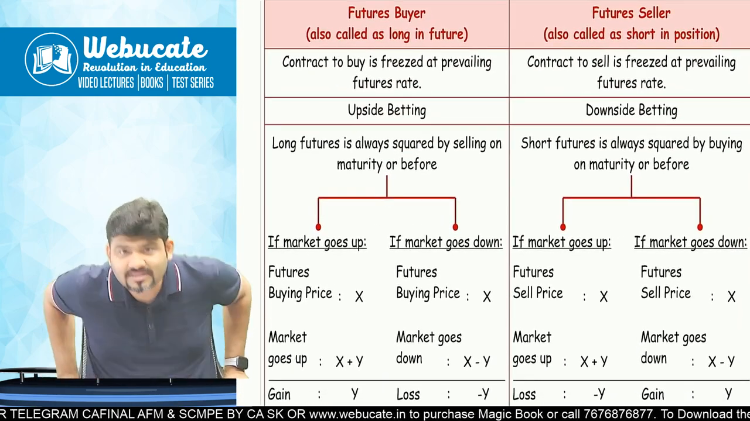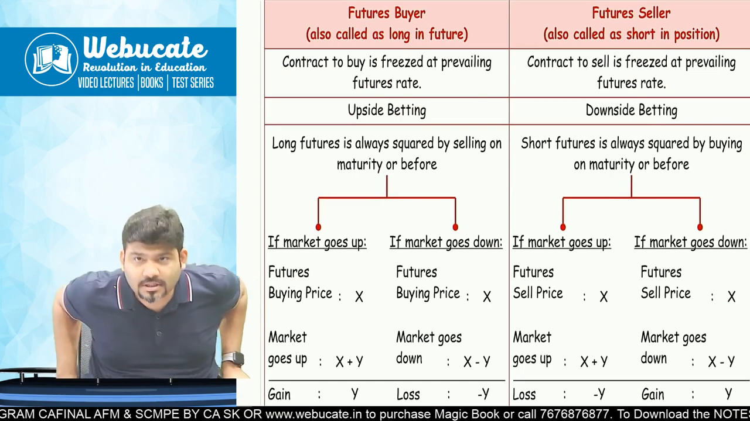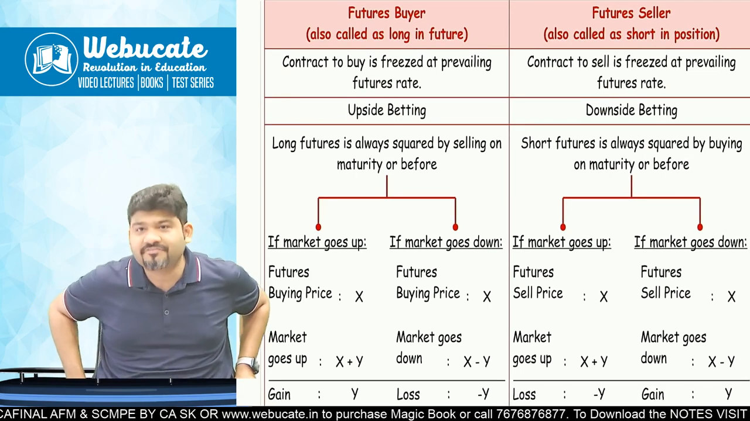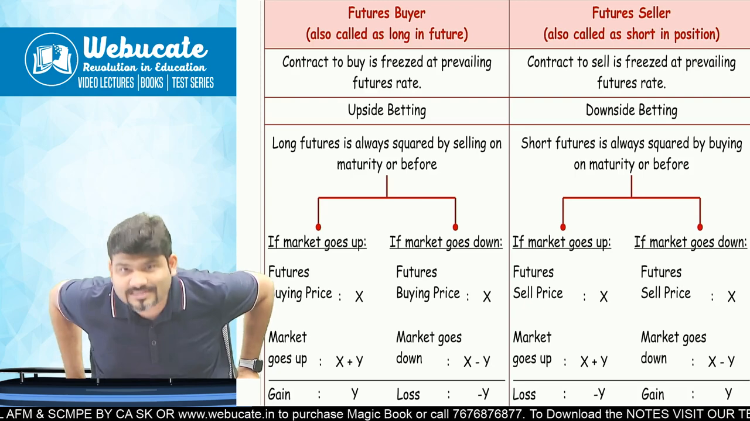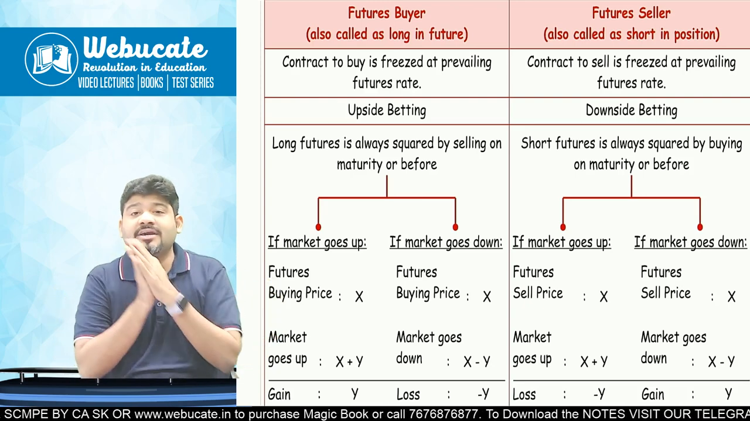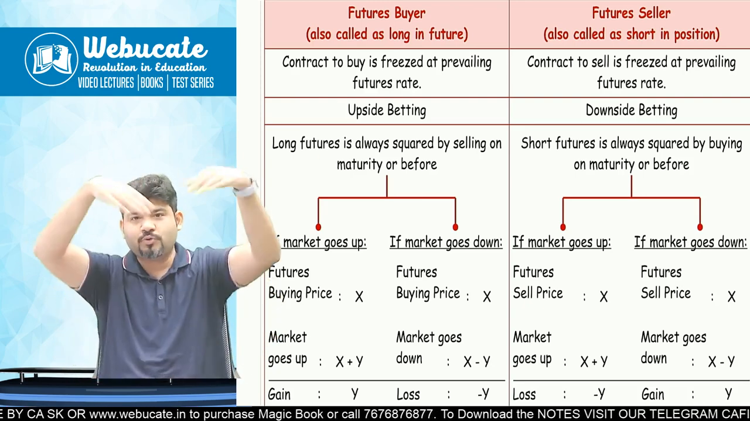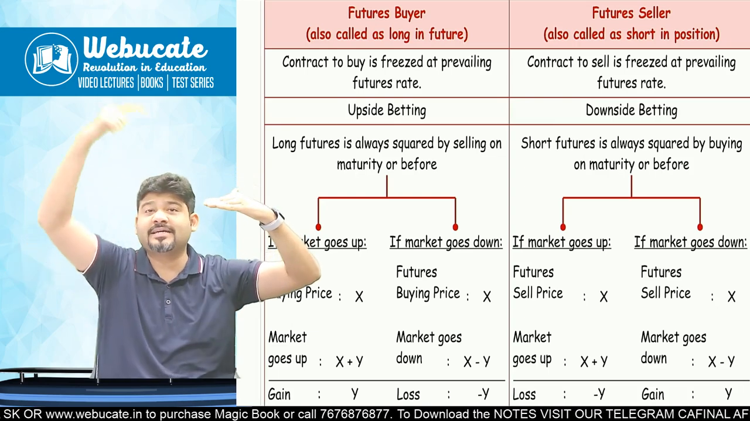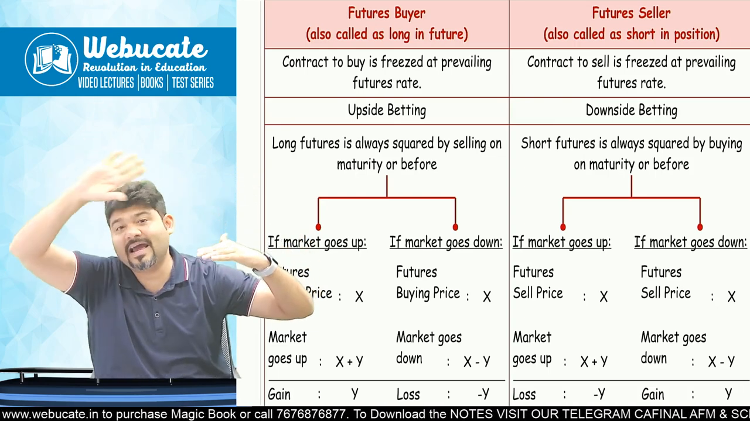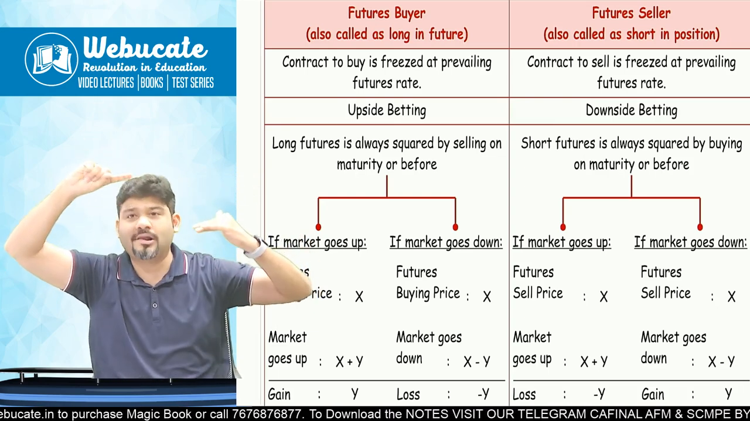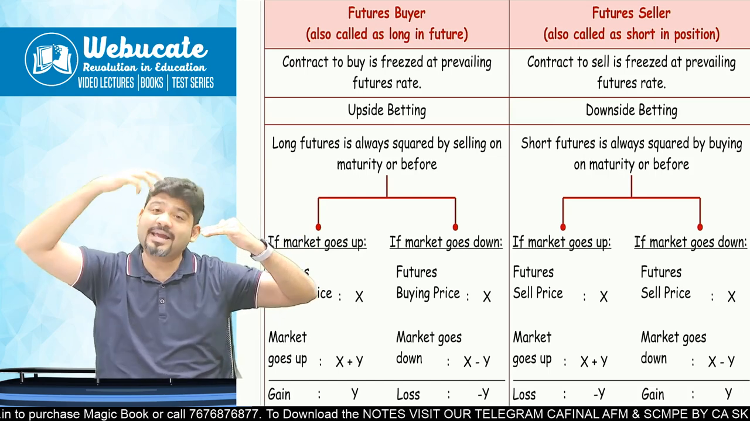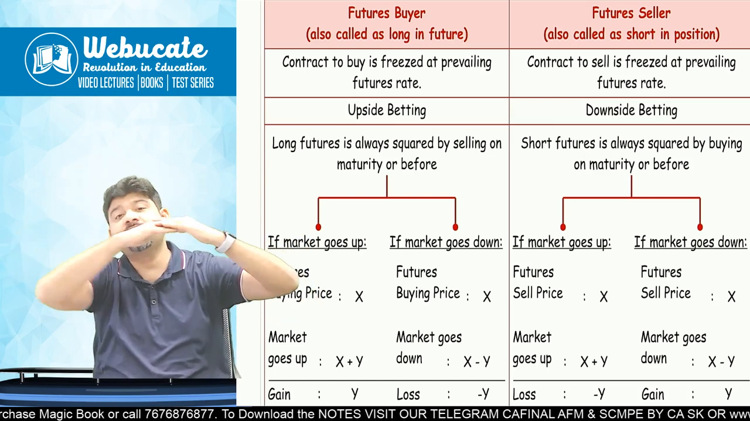So one, there is a future buyer, and the other, there is a future seller. The one who buys the futures is called longing futures. Now, if you have bought futures, you are expecting the market to go up, like we had the right to call, right? So right to buy, call option. In the same way, here there is long and short.